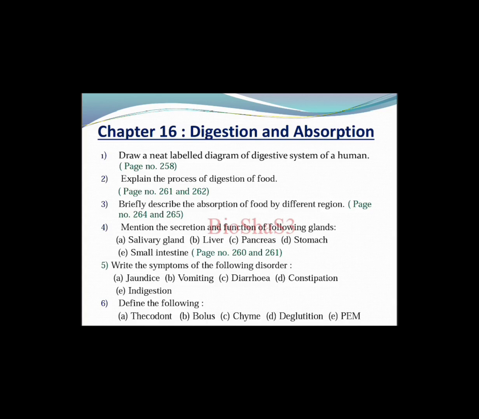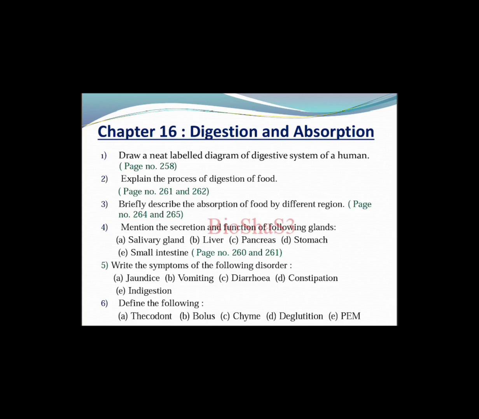Then explain the process of digestion of food. You have to explain how the food you consumed will get digested in the human body. Then briefly describe the absorption of food by different regions. In different regions, how the food is getting absorbed you have to mention. Then mention the secretion and function of the following glands, like what the glands secrete and what function the secretion performs: salivary gland, liver, pancreas, stomach and small intestine.